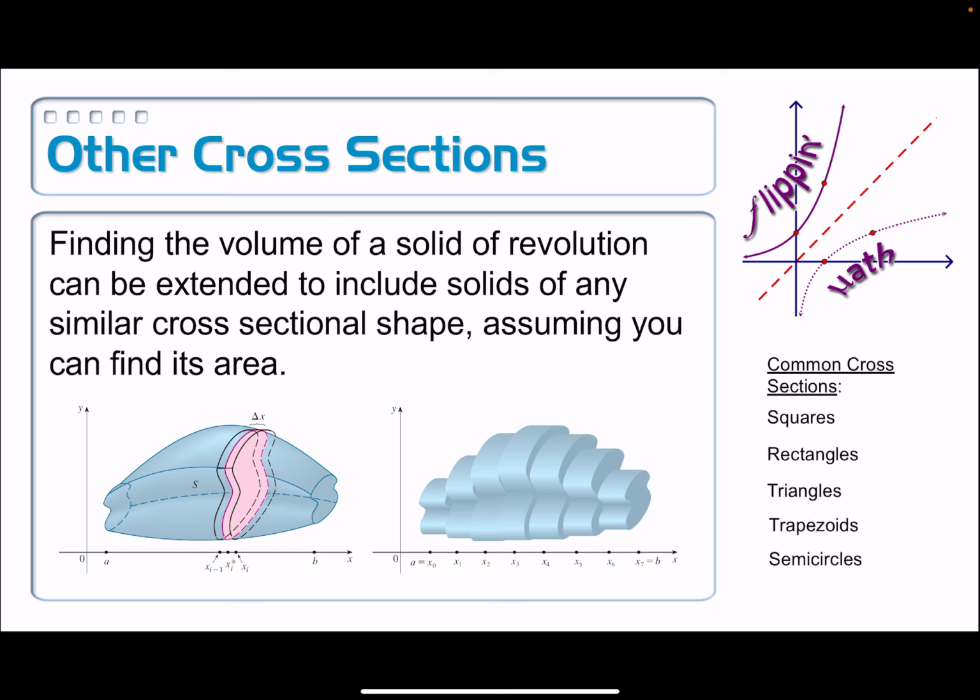So here's kind of the gist of it. We're going to break up our three-dimensional shape into slices by partitioning our interval here, and then all of those cross-sectional slices have a similar cross-sectional shape. We're going to find the volume of one of those cross-sectional shapes and then just add them all up. I think we can do that with a definite integral, right?